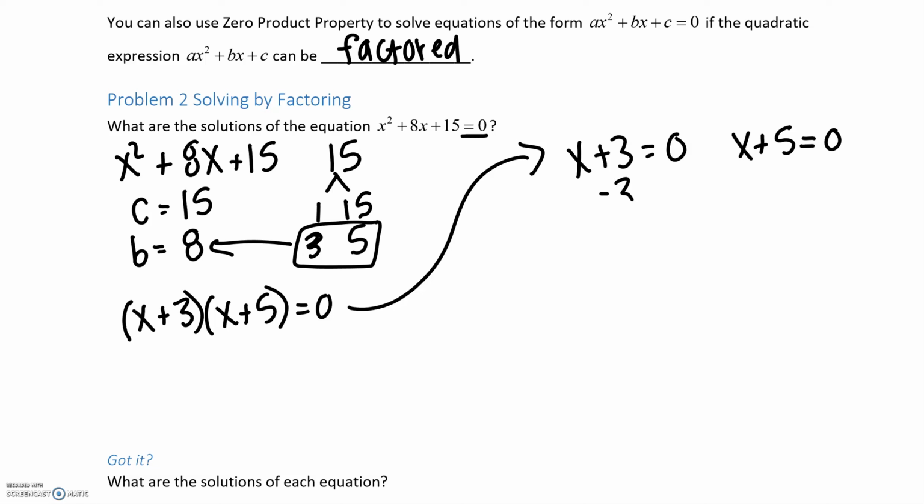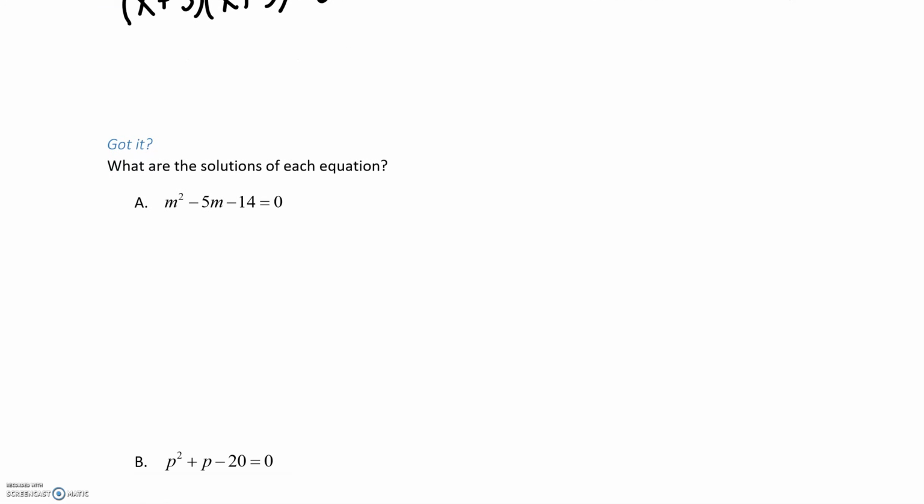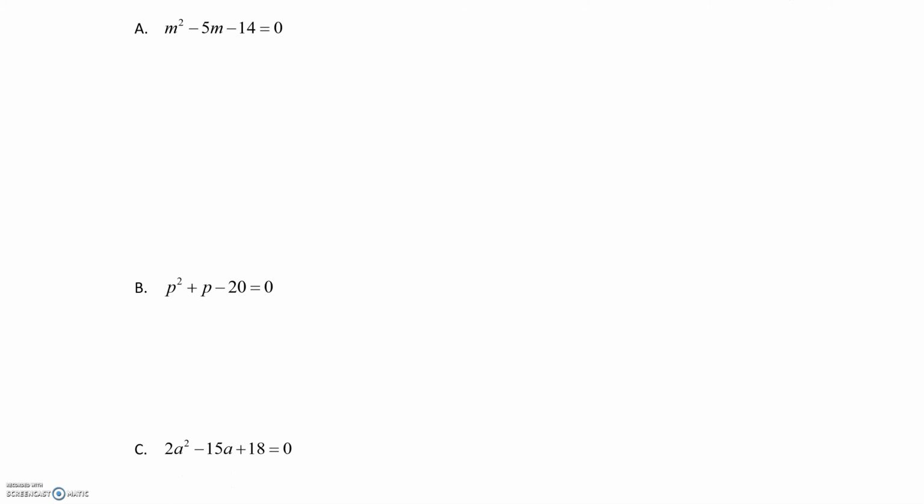When we do that, we subtract on both sides, which gives us x equals negative 3. And over here, we're subtracting 5 on both sides, which gives us x equals negative 5. Okay? So if you would like to, go ahead and work on the got it problems. Remember, you're just factoring these and then setting them equal to 0.